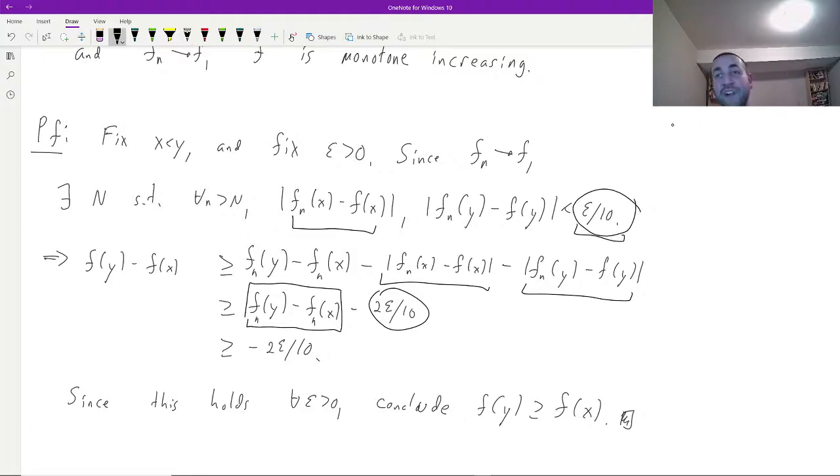All right, but that was true for every epsilon greater than 0, and so in particular that means that in fact f of y minus f of x must be non-negative. In other words, f of y is in fact bigger than f of x, as desired. Okay, so we get something from pointwise convergence, we get monotonicity, but we don't get much else. In the next video, we're going to talk about other notions of convergence, and those notions of convergence are going to be a little bit stronger. They're going to be harder to satisfy, but they're going to give us more in return.